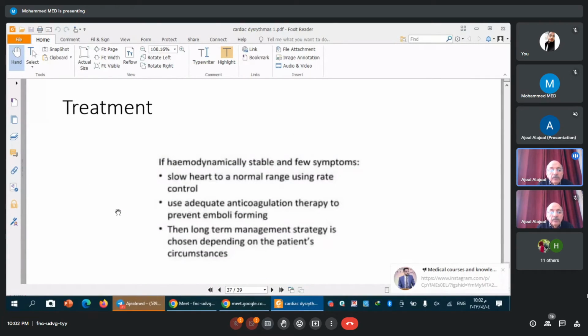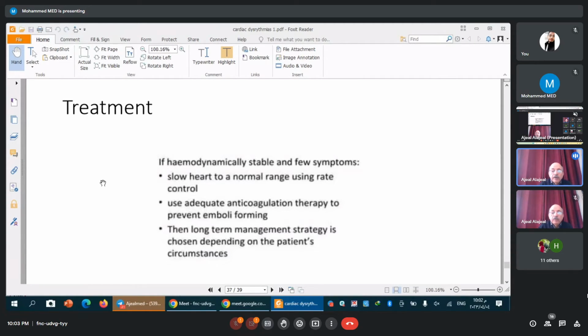Treatment of atrial fibrillation. Okay. If hemodynamically the patient is stable, this is the treatment of AF when the patient is hemodynamically stable. Okay. Slow the heart to normal using rate control. And the rate control, as we said earlier, I have discussed this, a beta blocker, a calcium channel blocker, or digoxin. Okay? Use adequate anticoagulation therapy to prevent emboli.